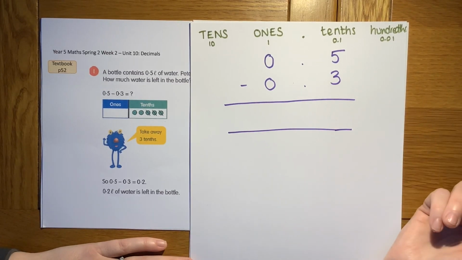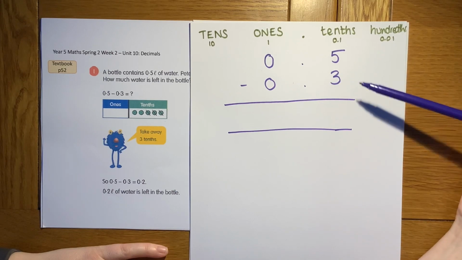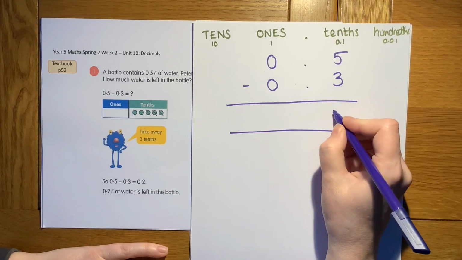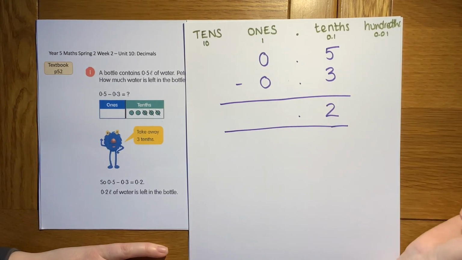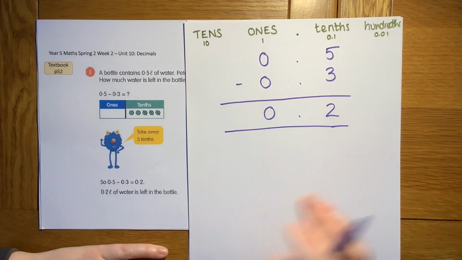And then it works in exactly the same way as a normal subtraction. So we start as far right as we can go. We start with the tenths. We've got 5 tenths, take away 3 tenths is 2 tenths. Decimal point stays where it is. 0 ones, take away 0 ones, 0 ones, giving us 0.2.